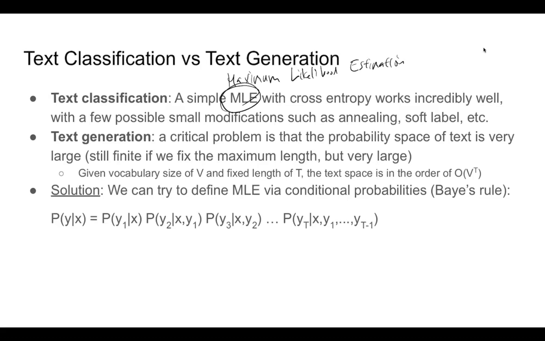And in fact, although there may be a few variations in the literature, you can basically just expect that this works best in most cases. And of course, there are a few small modifications such as annealing, sometimes soft labels, distillation, semi-supervision, etc. But the core is very similar. But then in text generation, there is a very critical problem. What is that? The probability space of text is very large, so you cannot really use MLE.